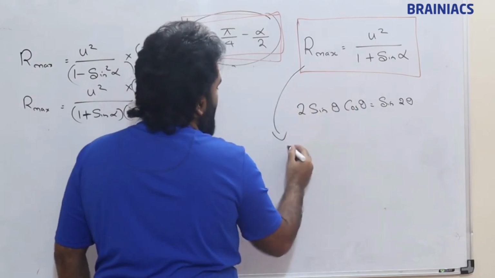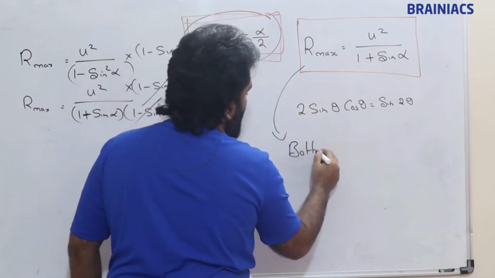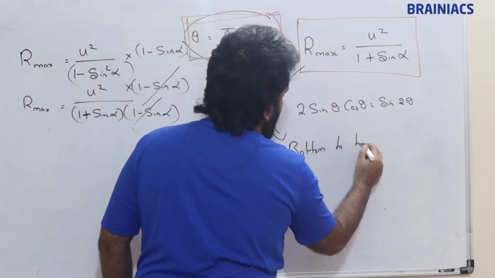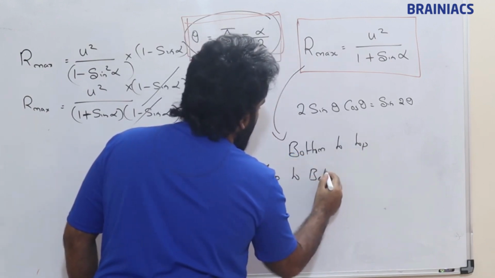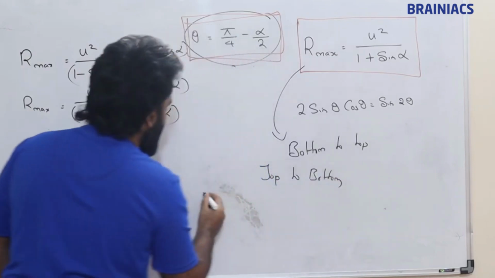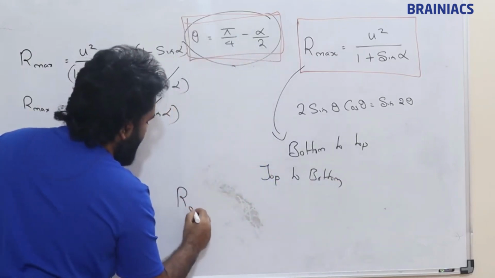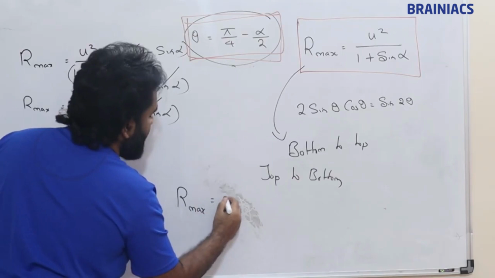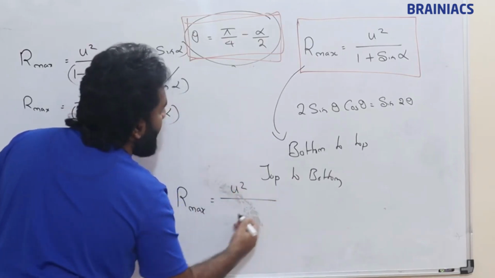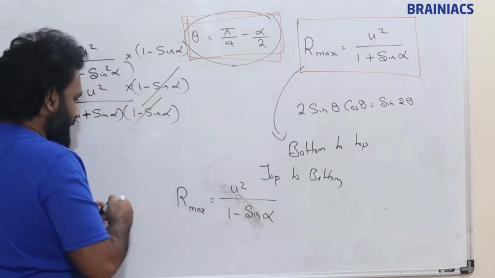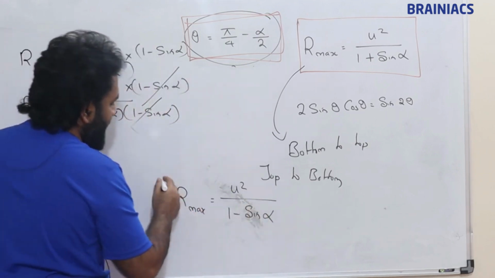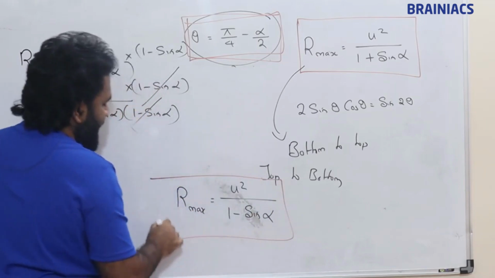This is for bottom to top. So from top to bottom in the inclined plane, we can do this. R max is equal to u square divided by 1 minus sine alpha.